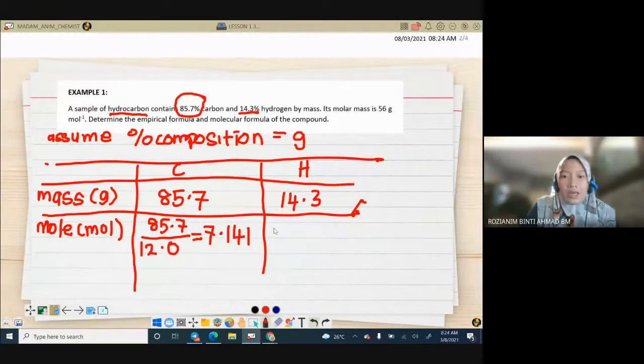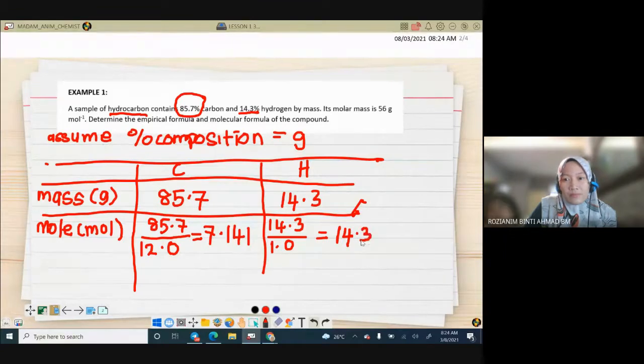Okay, and for the second part, kita kena cari dulu mole for hydrogen. 14.3 over molar mass for hydrogen is 1.0. Okay, and then equal to, so dapat berapa? 14.3. Okay, and then, okay, ada cakap 7.142 kan?